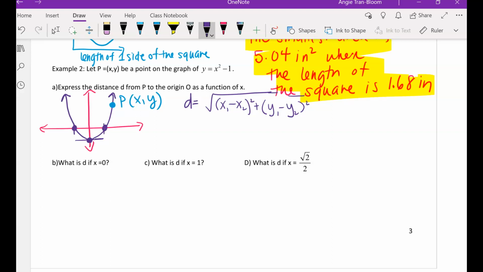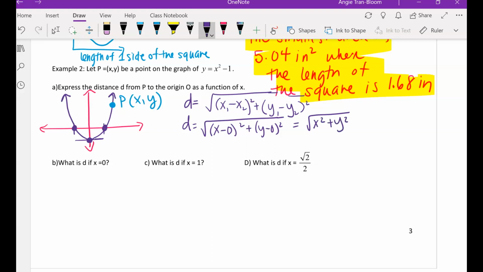One of them is the vertex. Are you sure? Origin. One of them is the origin, right? And then one of them is just randomly x comma y. So we will write x minus 0 squared plus y minus 0 squared. Would that be correct? Can I simplify that further? That's simply x squared plus y squared.